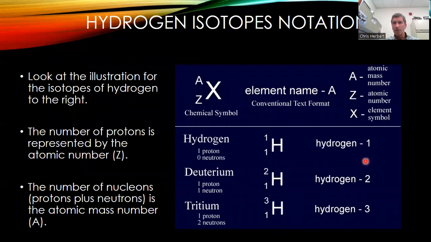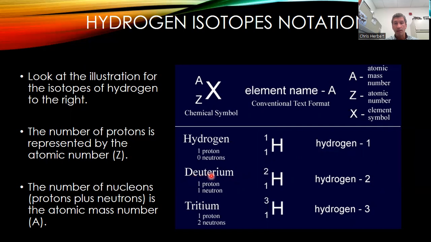So let's look at hydrogen. Hydrogen is one of the few elements that we actually refer to its isotopes by special names. For instance, hydrogen 1 is the only isotope without a neutron. It only has one proton. Thus, we call it hydrogen 1, atomic mass number of 1.